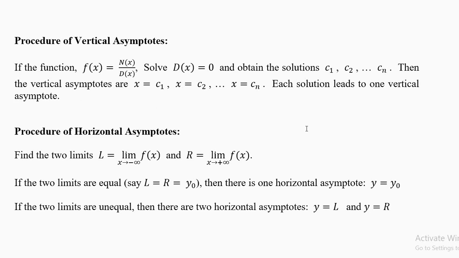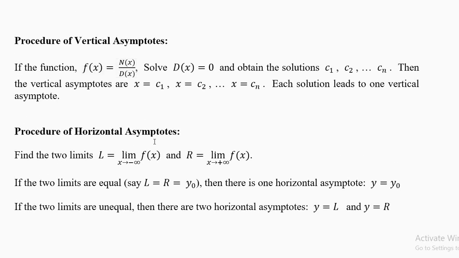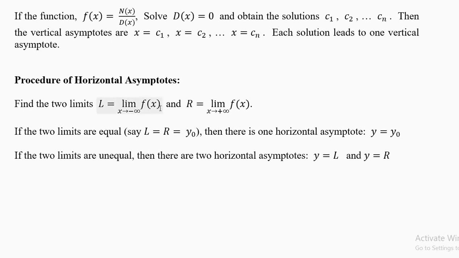Horizontal, we need calculus. To find the horizontal asymptotes, you have to find two limits. Take the full function. Don't worry about numerator and denominator separately. Do it together. So we are not putting n by d here. We are taking the full function. Take the limit x going to minus infinity. You get the limit called L.